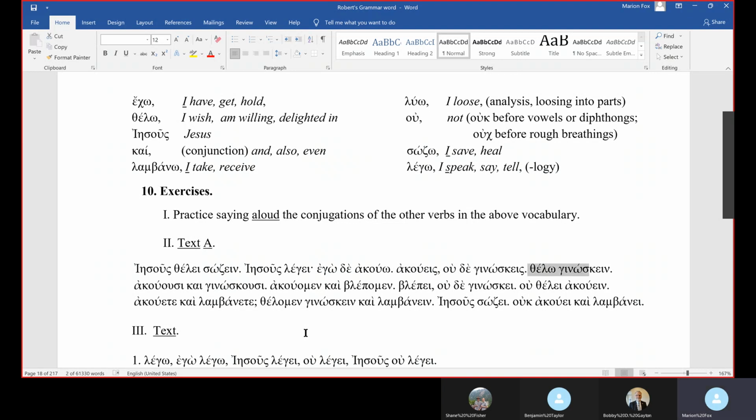We got two words making a sentence. Thelo genoskane. Thelo, that will be first person singular, I will, and the ein ending, epsilon iota nu ending, of genoskein is an infinitive. That's your infinitive. So I wish, I desire what? Someone help me. To know. No. I desire to know. I desire, I have the will to know.